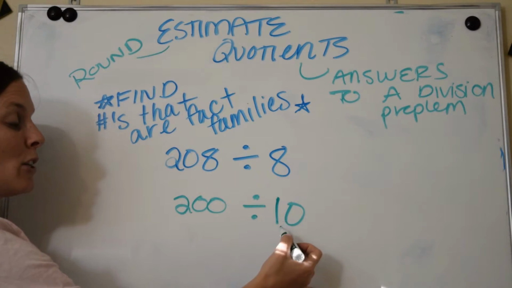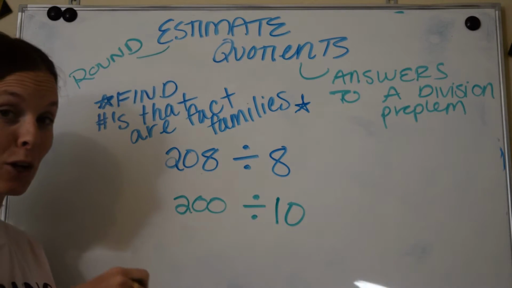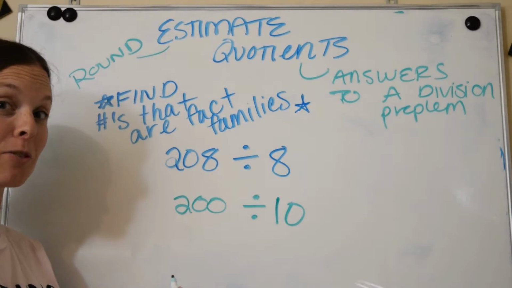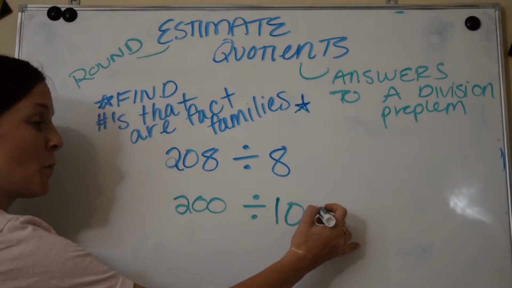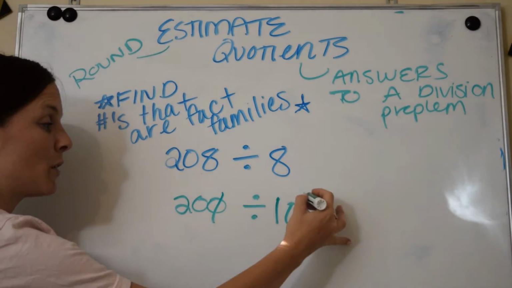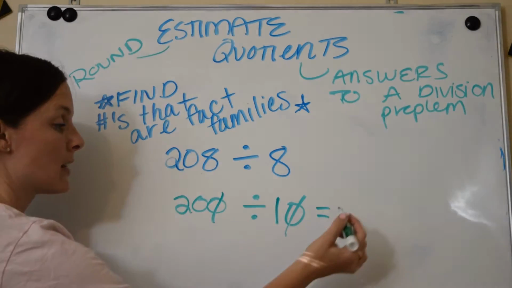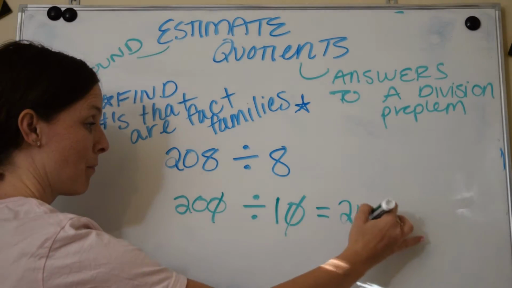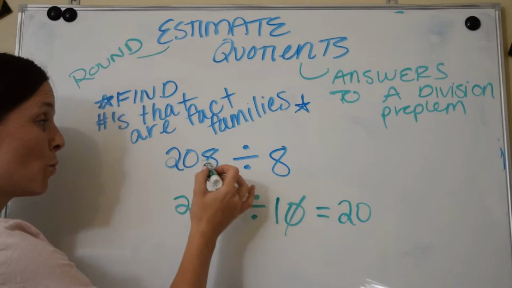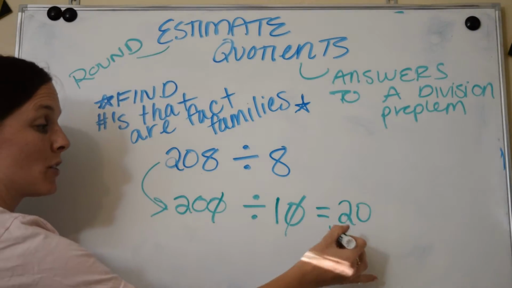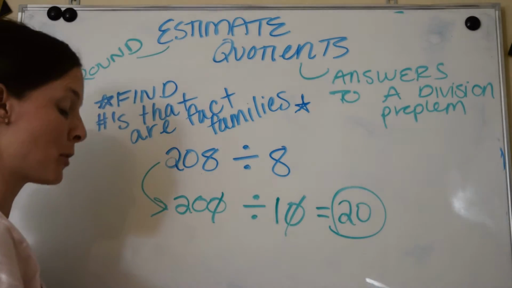Do you see that I could use the patterns that we did with division, our division pattern? Do you remember? So what you do is you can cross cancel equal zeros and then divide what's left. 20 divided by 1 is 20. So what we did is we rounded it to 200 divided by 10, which is 20. The answer to that division problem is 20.